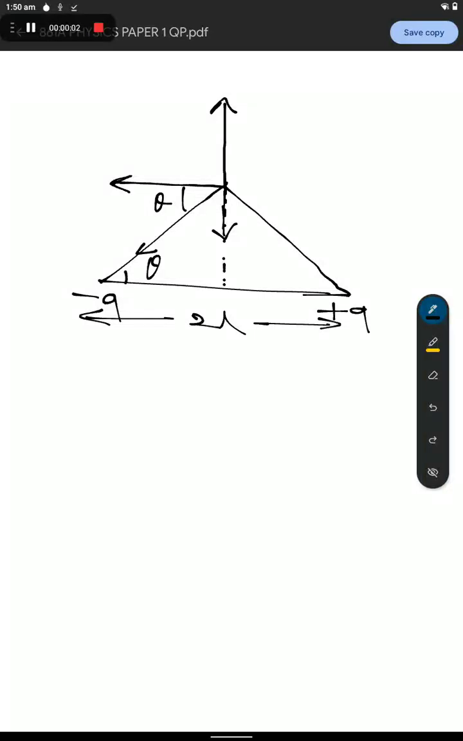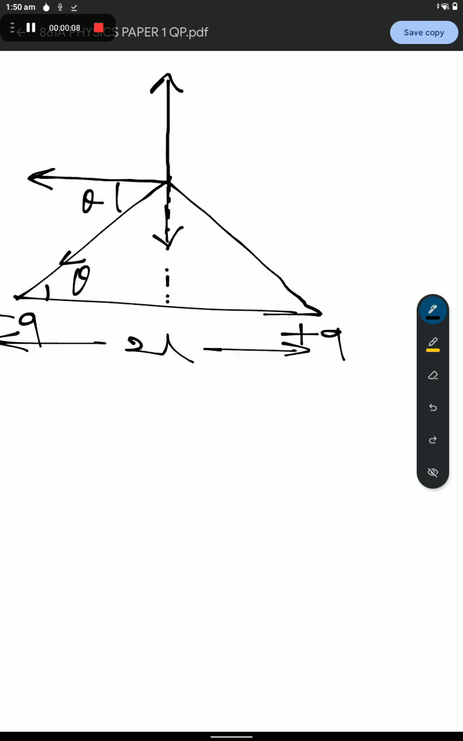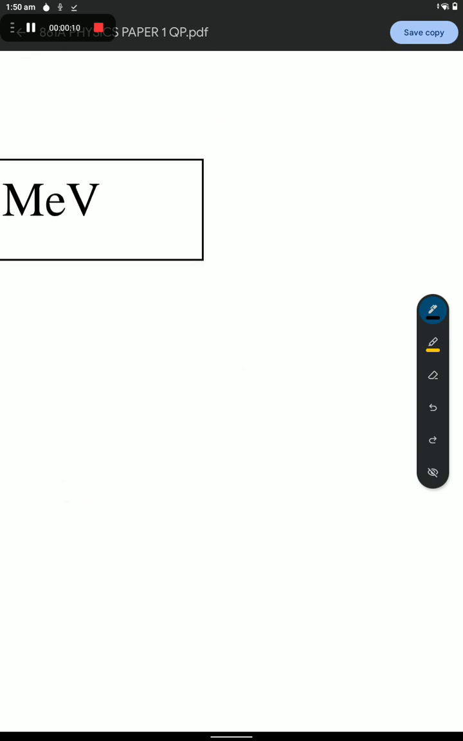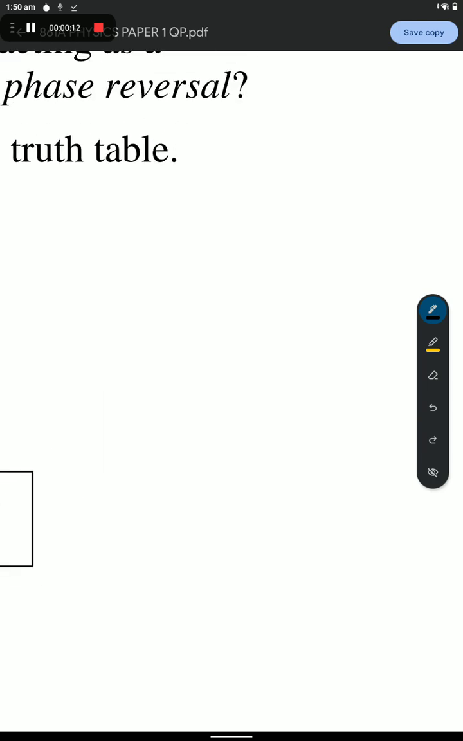Hey everyone, today we're going to see something on electrostatics. In electrostatics, you have a derivation where you have an electric dipole. For example, here is an electric dipole, okay?